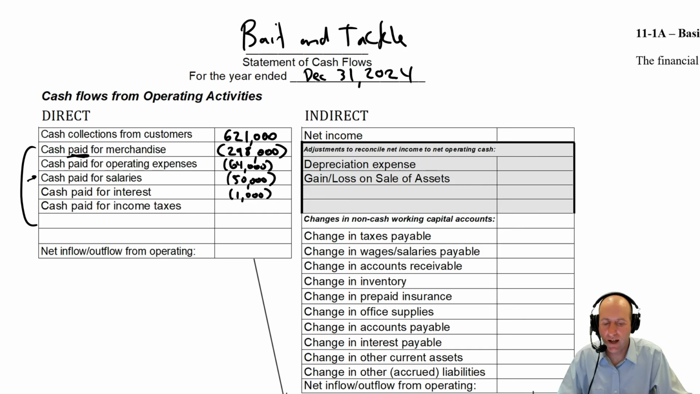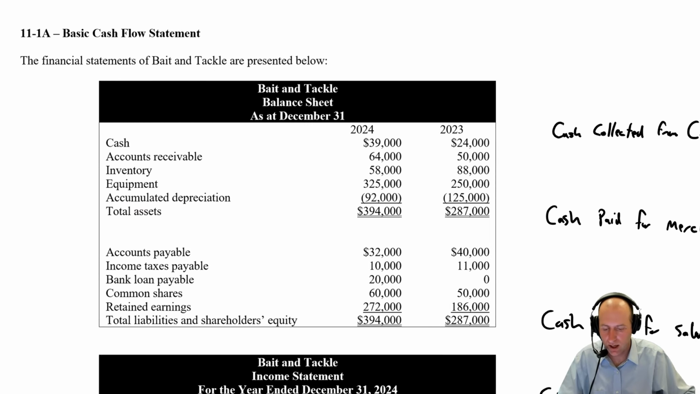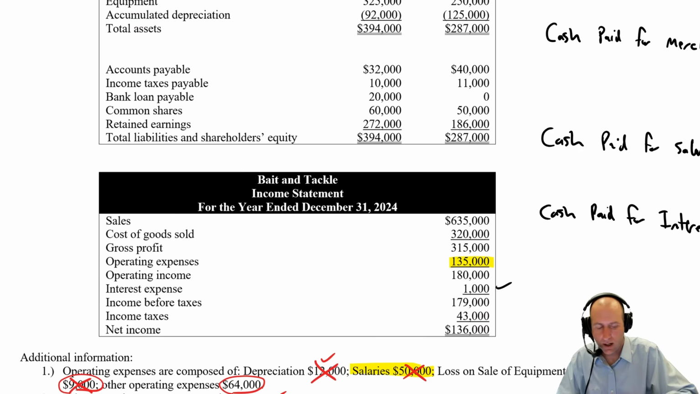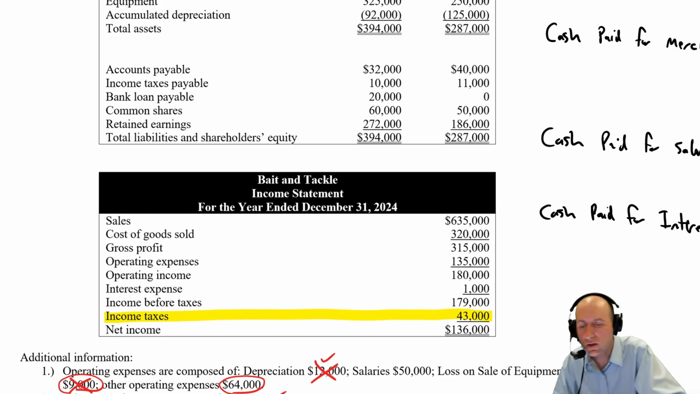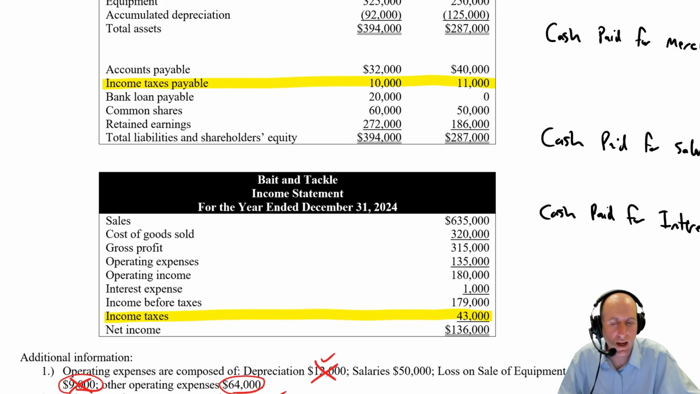Cash paid for income taxes. Did we have income taxes? The answer is yes. I can see my income tax expense right here on the income statement. I can also see income taxes payable. So these are the two accounts involved.